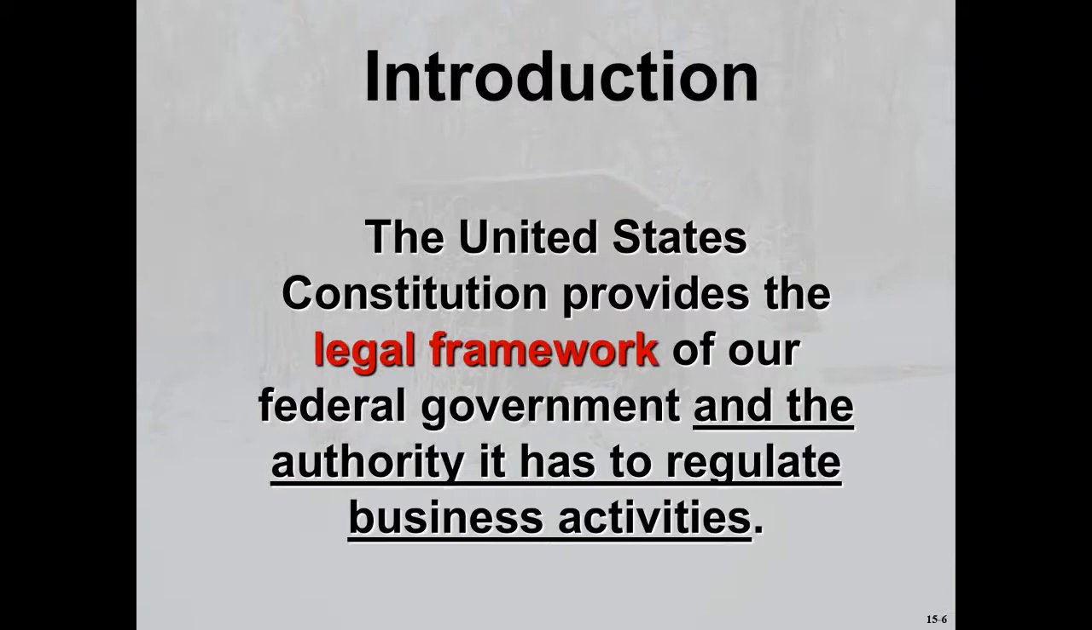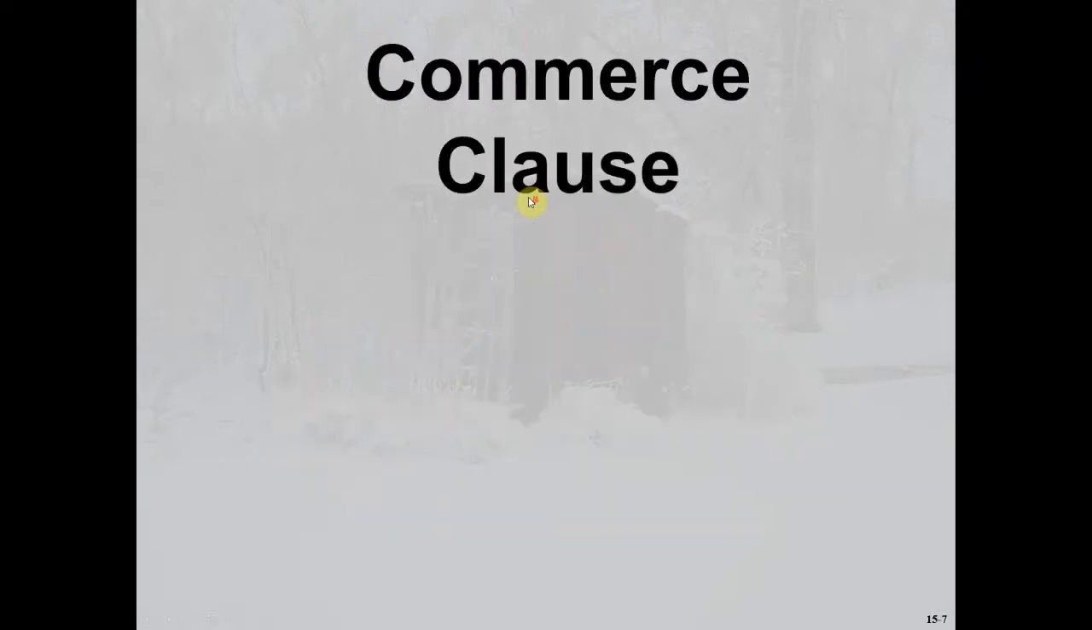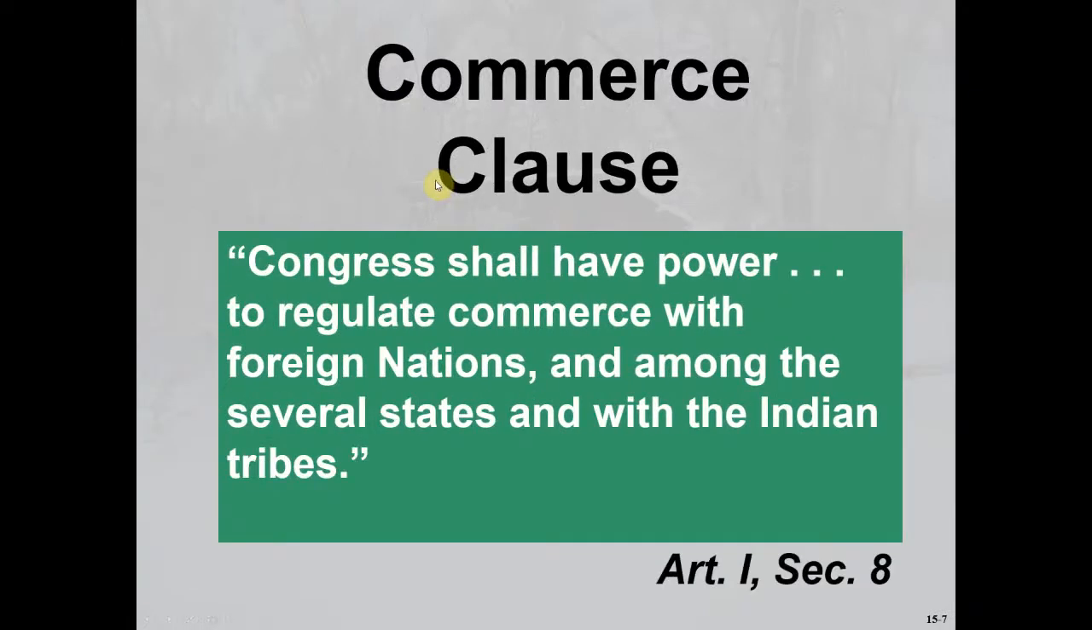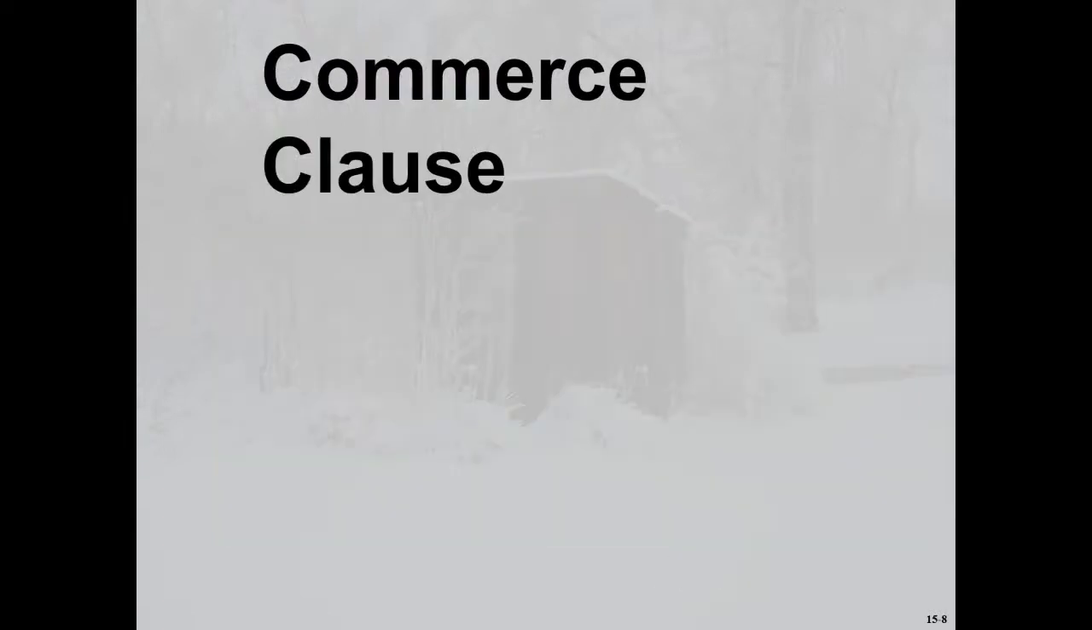But the U.S. Constitution, it's right in the Constitution, right? It provides the legal framework for a federal government and the authority that it has to regulate business activities. One of the biggest ones is, in fact, the Commerce Clause of the Constitution. It says this, in Article 1, Section 8: Congress shall have the power to regulate commerce with foreign nations, among the several states, and with the Indian tribes. Again, this is interpreted very, very broadly.